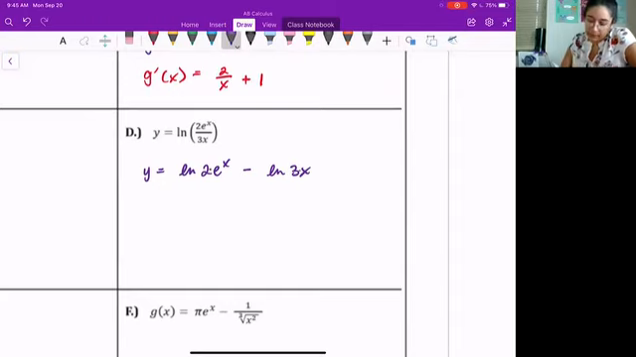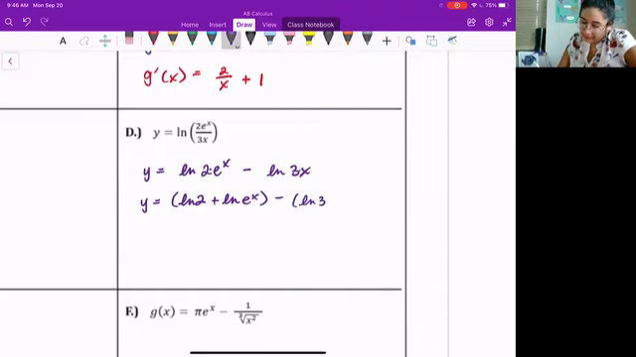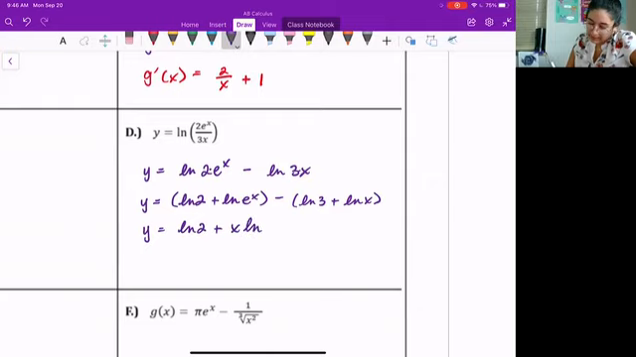Okay, now again, I'm seeing things being multiplied. I'm going to break them up with a plus sign. I've got natural log of 2 plus natural log of e to the x minus natural log of 3 plus natural log of x. Okay, and then finally I'm seeing an exponent there that's got to move to the front. So I've got natural log of 2 plus x times natural log of e minus natural log of 3 minus natural log of x.